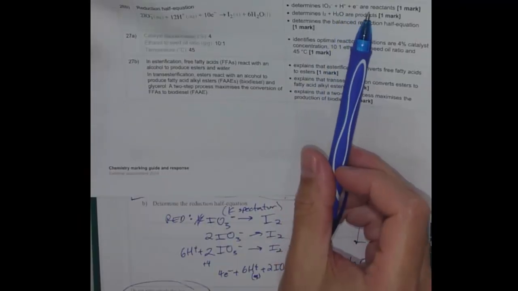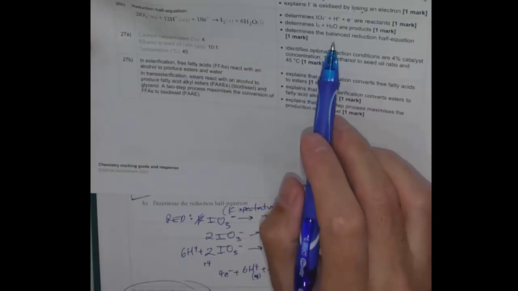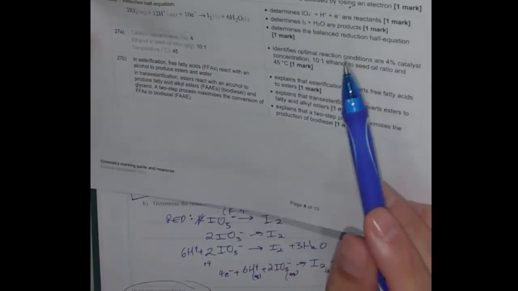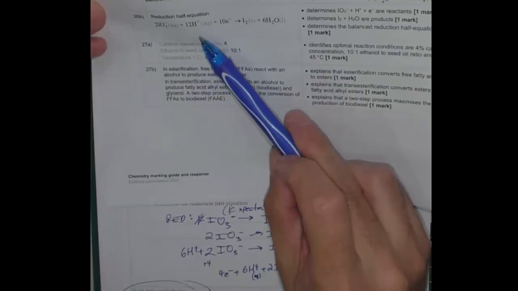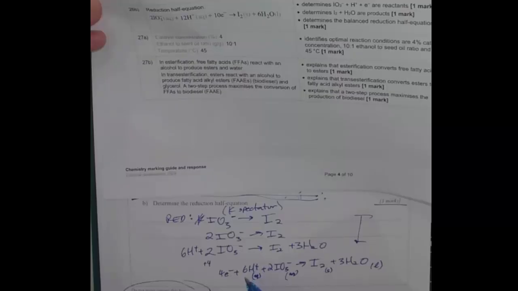What the hell's the mark scheme going to say? 3 marks. Determines IO3 are reactants. Whatever that means. Why would it give a mark for that? And the products. Determines a balanced half reaction. So I've stuffed that up. 6 H2Os. I2. So I've got 2 out of 3, and I haven't balanced it right, which is interesting.